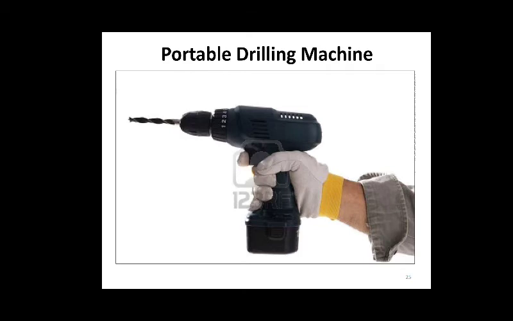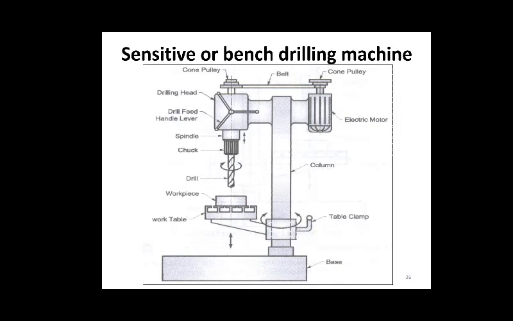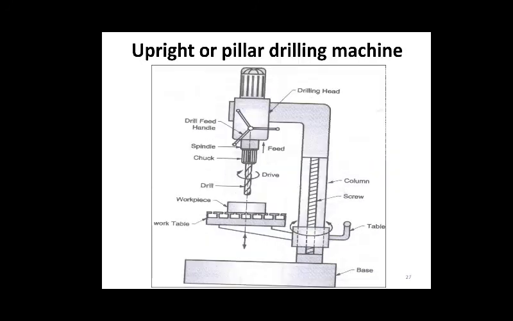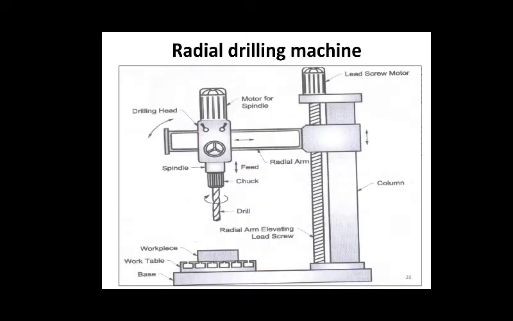portable drilling machine. This is bench drilling machine. This is upright drilling machine. This is radial drilling machine. This is normally in use at most of the places. Now we are going to see the drilling machine operations.